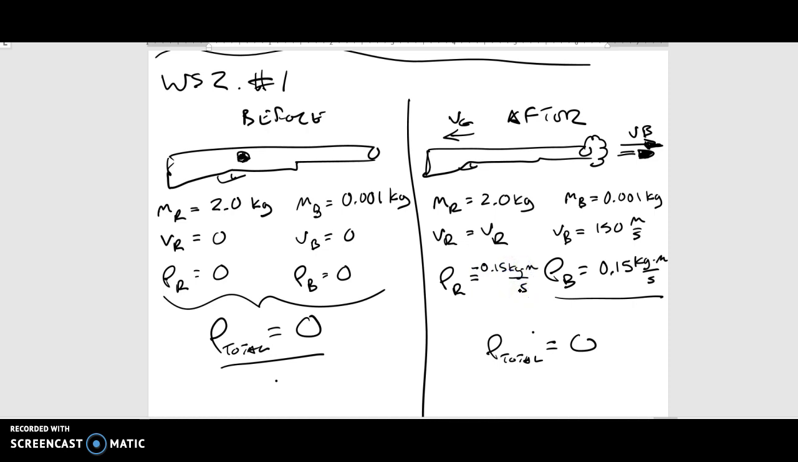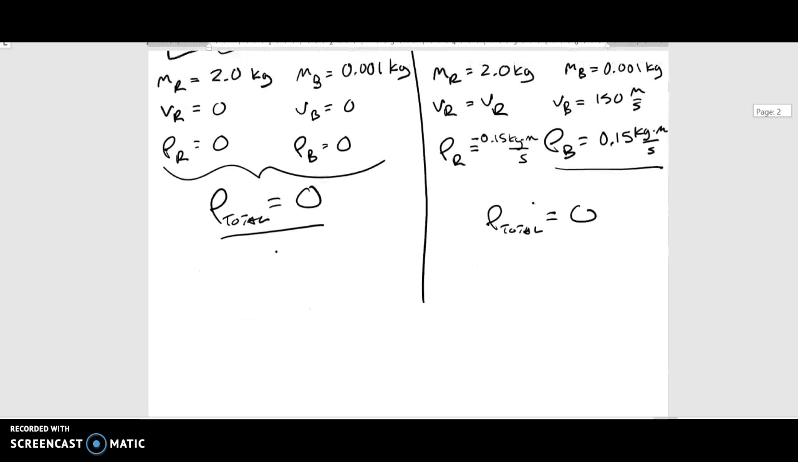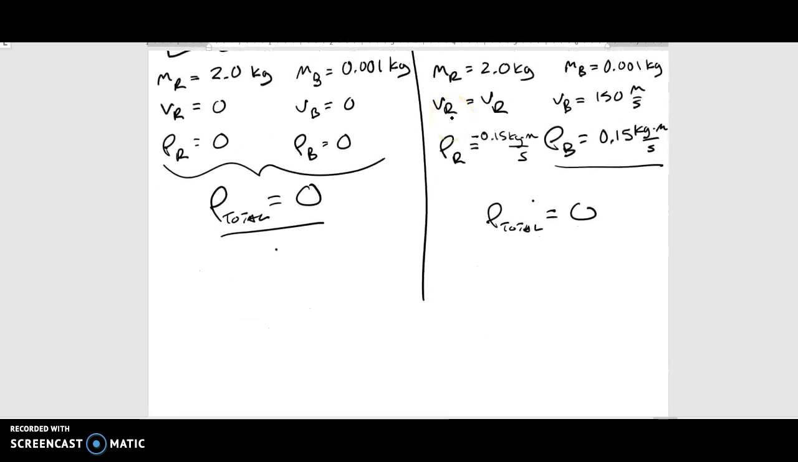How do you feel about that? These two things have to add up to 0. The system had 0 momentum to begin, therefore it has to have 0 momentum to end. We know the momentum of the bullet. The momentum of the rifle must cancel it out, so they both equal 0, as they did to start. Are we done with the problem? No, we need to find the velocity of the rifle.